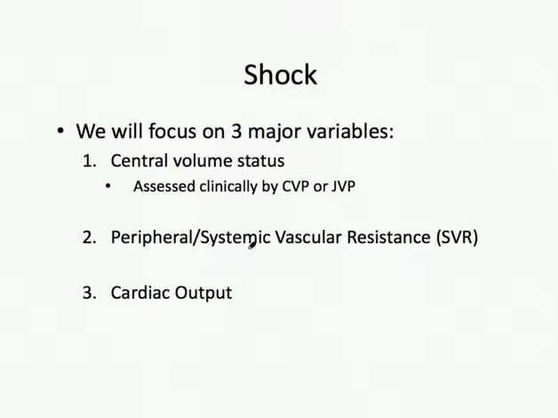Second, we're going to take a look at peripheral or systemic vascular resistance, which we'll abbreviate SVR. This refers to how constricted blood vessels are really out in the periphery, which extends to affect the entire system. And finally, we'll look at the variable of the cardiac output.